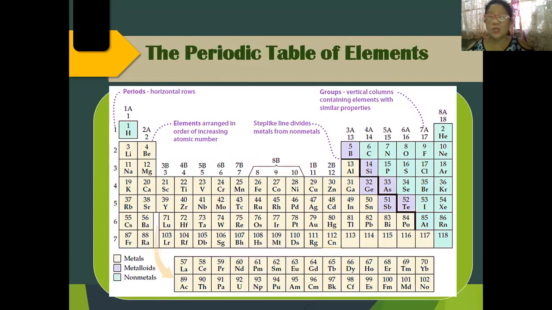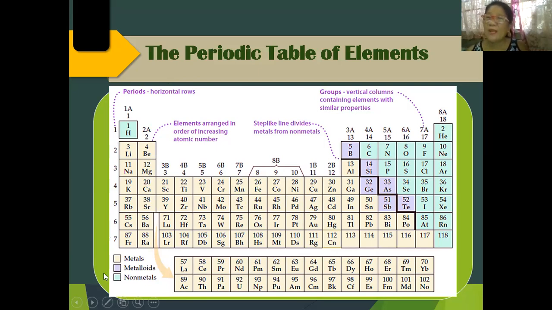Okay, so looking into the periodic table, as I have said, this is a period, and it is horizontal. Period 1, period 2, 3, 4, 5, 6, 7. That's period. It's horizontal. The groups are the vertical columns. Why are they in one group? It means they have similar properties.